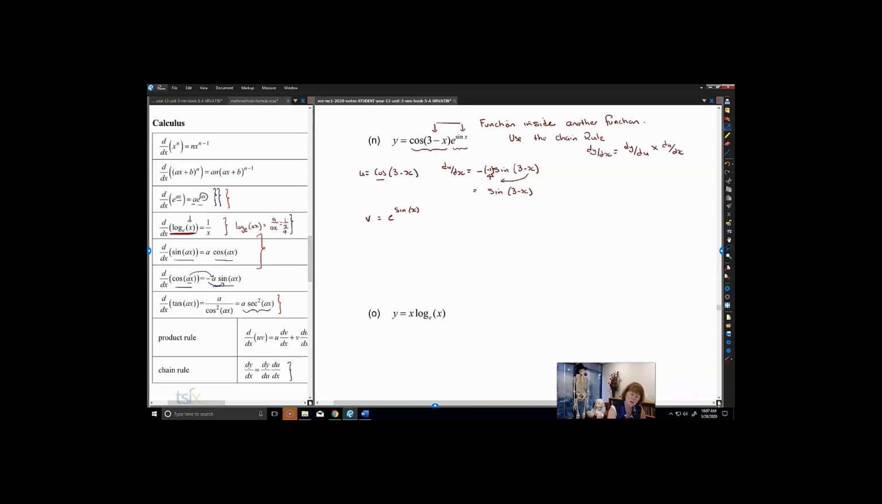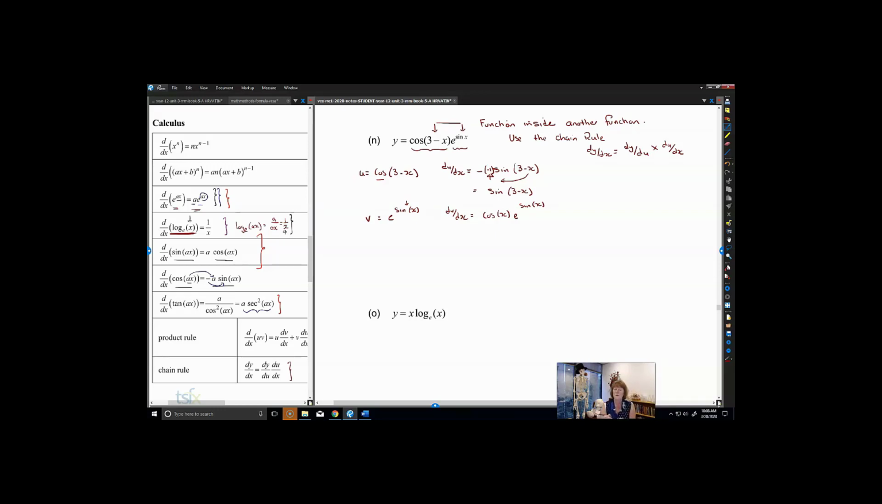So let v equal e to the sine of x. Okay, this is my v value here. So we've noticed that e to the ax, when we differentiate that, we're going to get a times e to the ax. So when we differentiate this, we're going to get the derivative of what's on the top, and the derivative of a sine is cos. So we're going to get the cos of x times our exponential, which is e to the sine x.